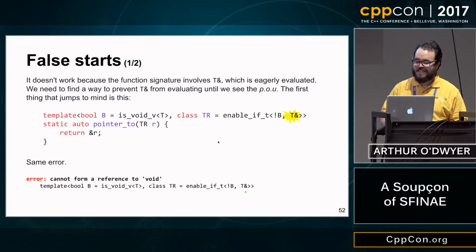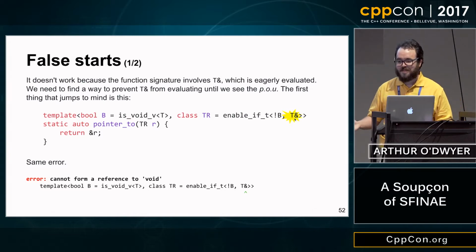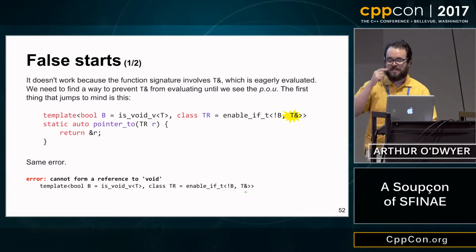And that's because right here, I have tref. The compiler can see this. It knows what T is. T is void. Tref is void ref. That's ill-formed. And it throws an error.